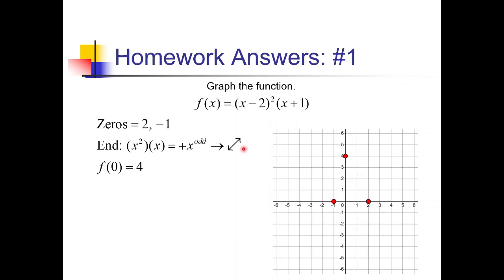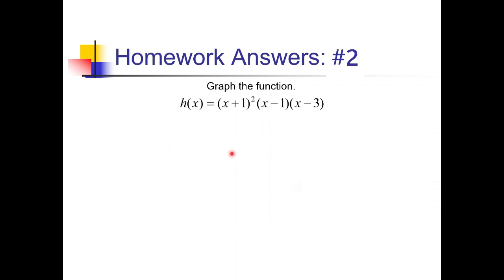Now our end behavior says that we're starting low and ending high. So we're going to start below the x-axis, go through this point, then come back down, and for ending we're going to have to bounce here to be ending high. So that's the way this one's going to work out.